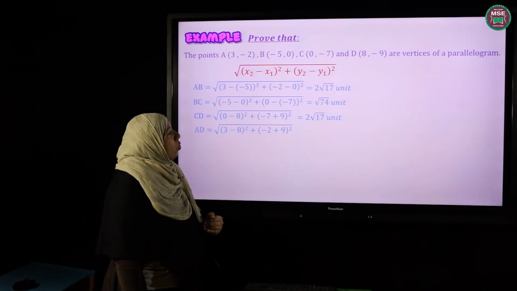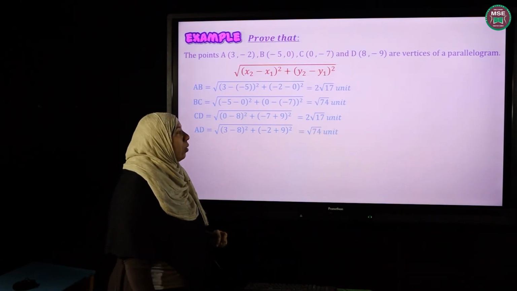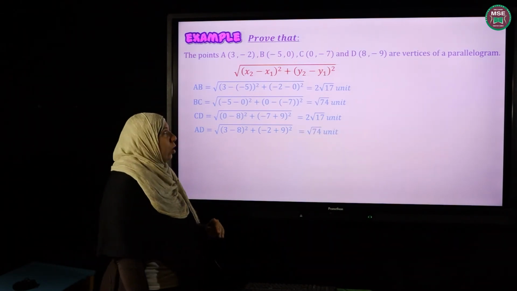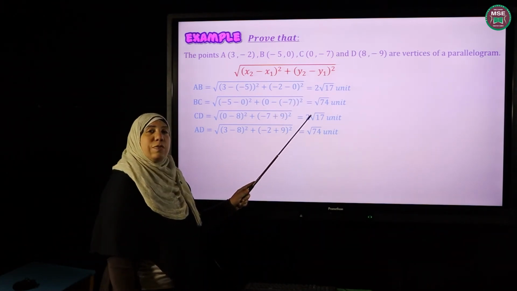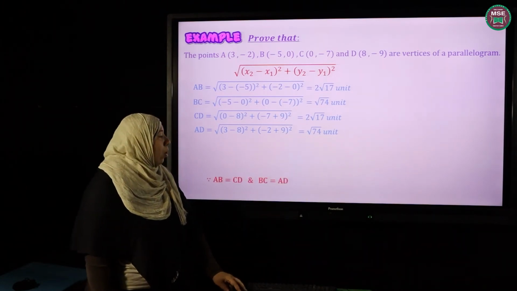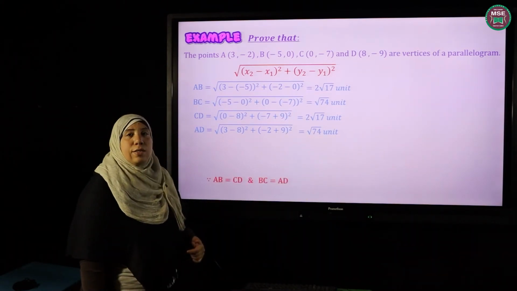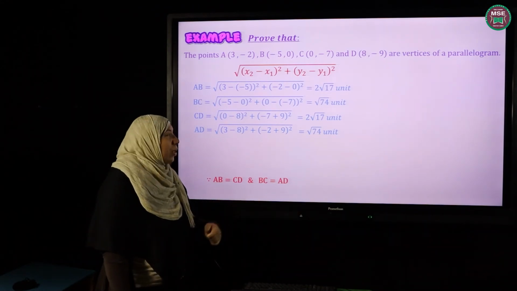3 minus 8 all power 2, negative 2 minus negative 9, it will be plus 9, equal square root 74. Now I find that AB is 2 root 17, CD is 2 root 17, BC is square root 74, and AD is square root 74. Now, each two opposite sides are equal. I found that AB equals CD and BC equals AD.